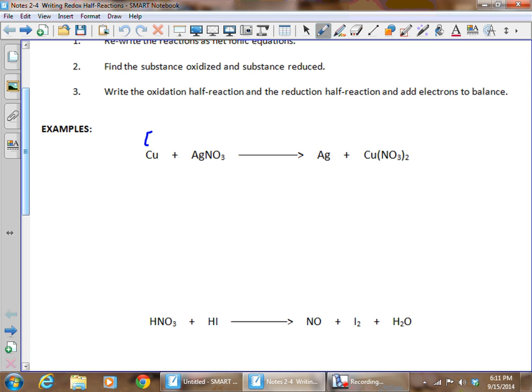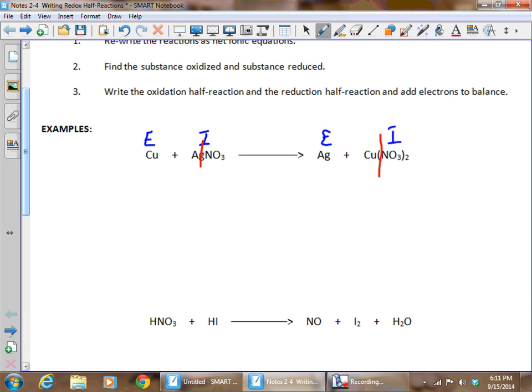Since both copper and silver are elements, they're not going to be obviously able to ionize, but both silver nitrate and copper nitrate are ionic. And when they're ionic, remember, we need to know whether they're soluble or not. Both of them are soluble, so both of them are going to ionize. They're going to ionize here.